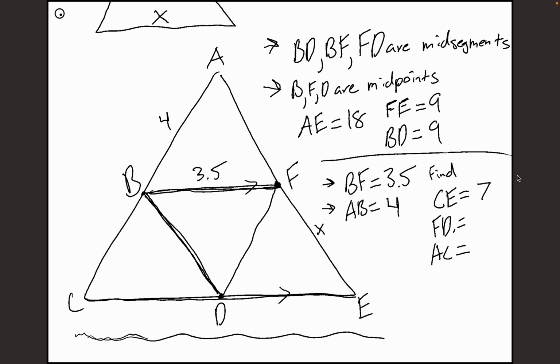Okay, this one gave you AB. All right, let's find AC. How do I know what AC is? That's the whole length. 4 plus 4, they're both going to be congruent. So it's 8. What is FD going to be? The mid segment of the third side. If AC is 8, the mid segment's half the value. So this is 4.